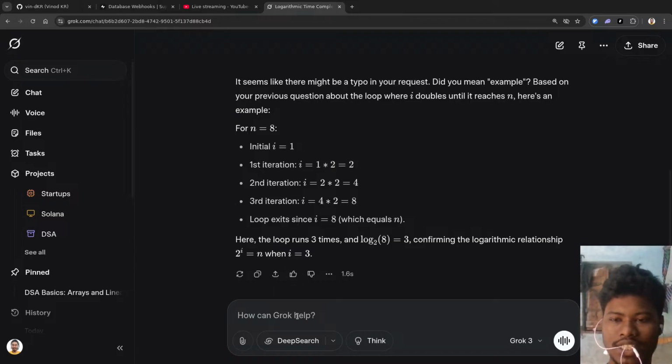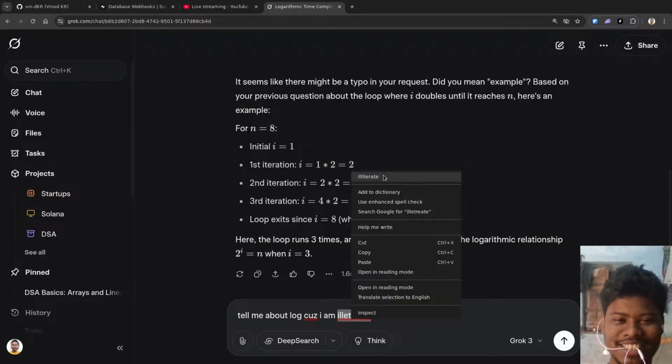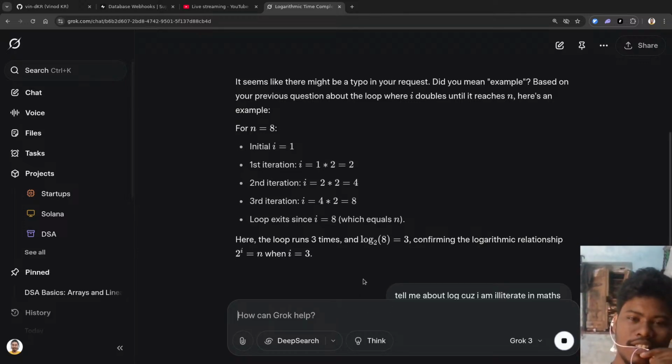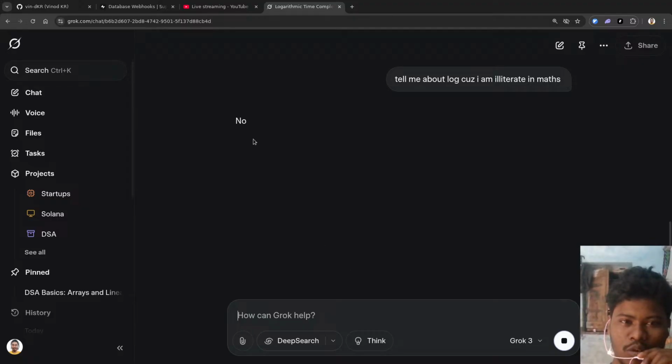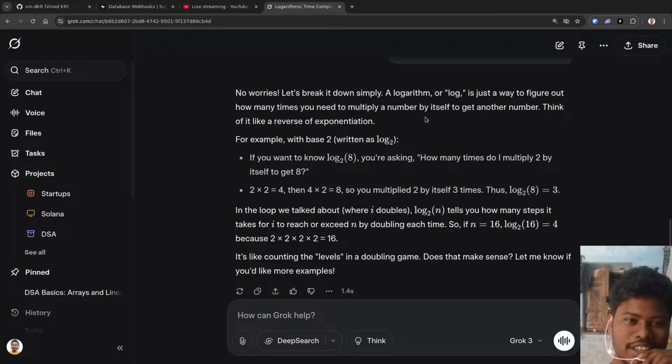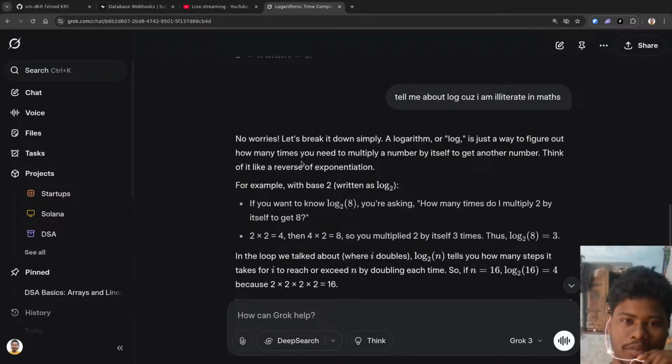I need to know more about this log. Tell me about log, because I am illiterate. I'm literally illiterate because I don't know the spelling of illiterate. So I'm illiterate in math. No worries. Let's break down simply logarithmic.